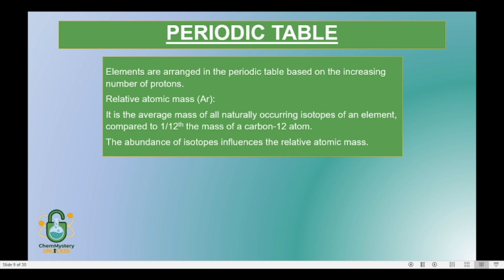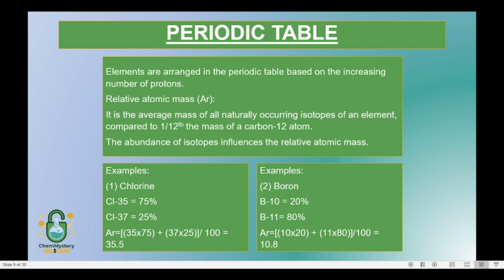Relative atomic mass. It is the average mass of all naturally occurring isotopes of an element compared to 1/12 of the mass of a carbon 12 atom. This is the definition. The examiner may ask this in the paper. Now, what does it tell? The relative atomic mass tells us how heavy one atom of an element is compared to this standard. Okay. The abundance of isotopes influences the relative atomic mass.